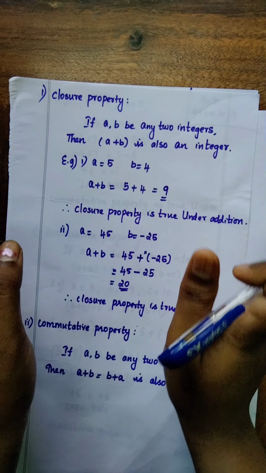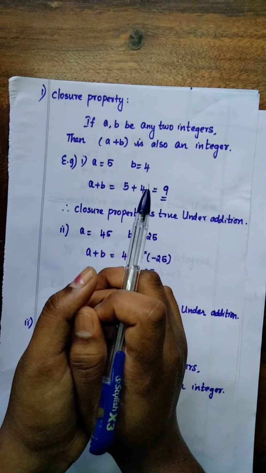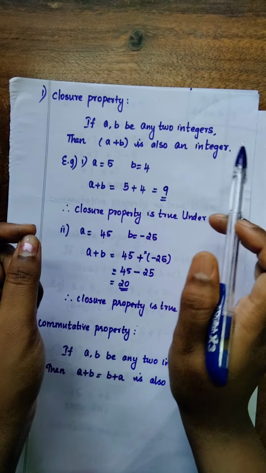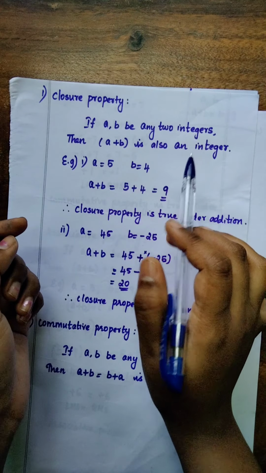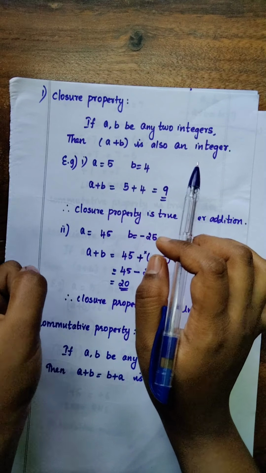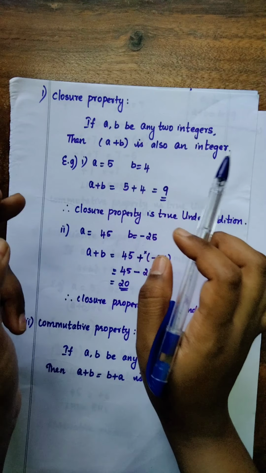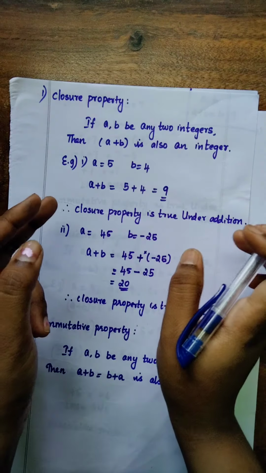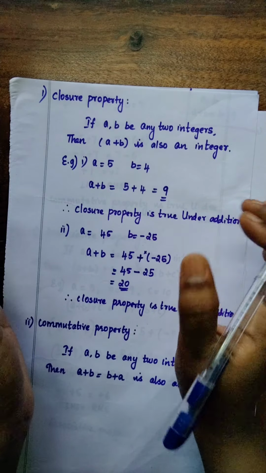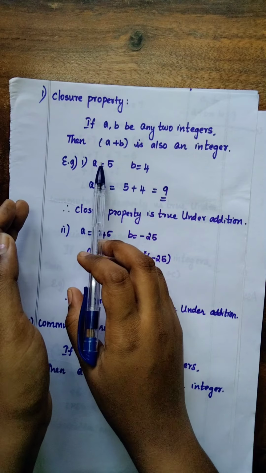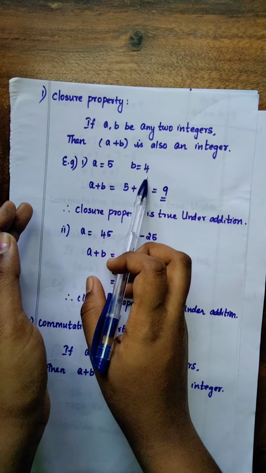This is the model. First, closure property: if a, b be any 2 integers, then a plus b is also an integer. For closure property, we are going to take any 2 integers, then prove a plus b is also an integer. When you are adding 2 integers, we check whether we are getting an integer or not. So example, take the value for a as 5, value for b as 4.